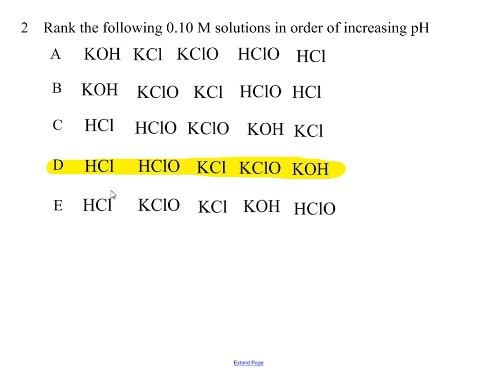The next one, I have a strong acid. So if I know that that has to go first, I can cross off those two. I have a weak acid, higher pH, same concentration. I have a neutral ionic compound. Hypochlorite is a basic anion. Potassium doesn't affect the pH. And potassium hydroxide is a strong base.